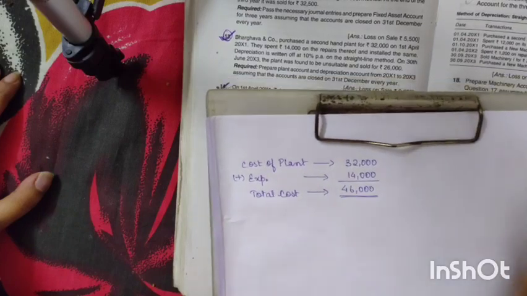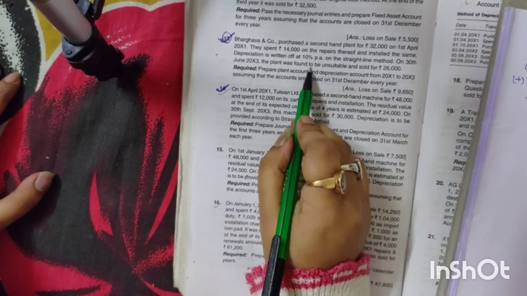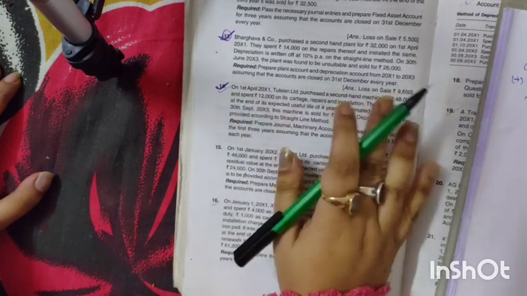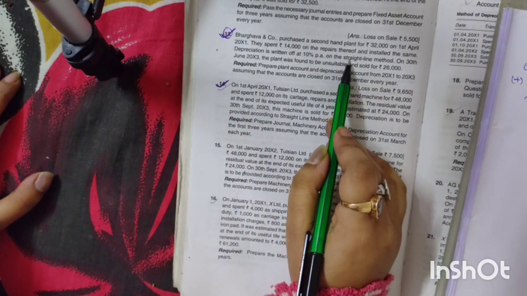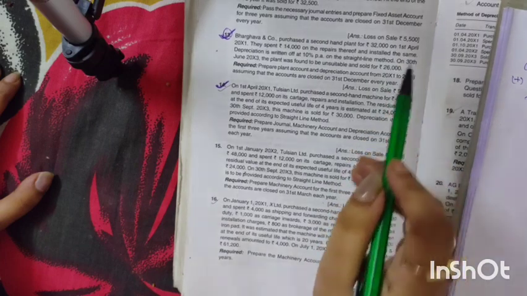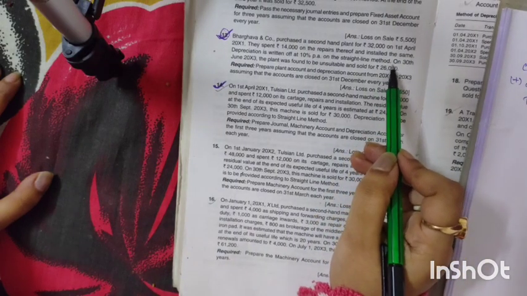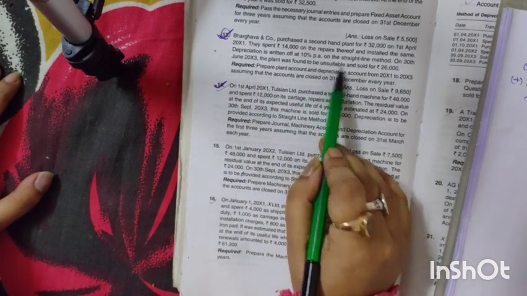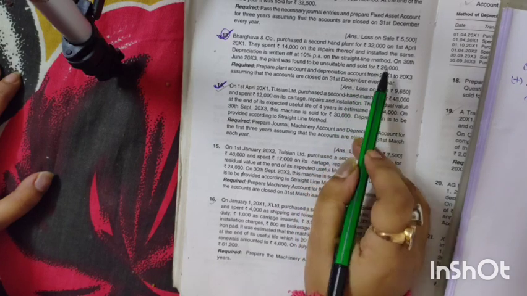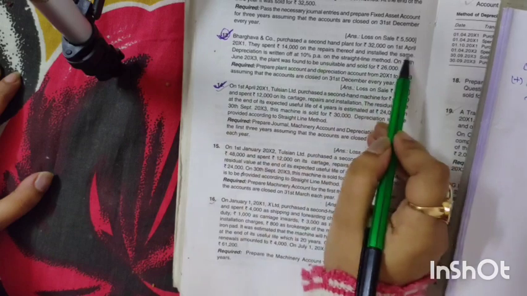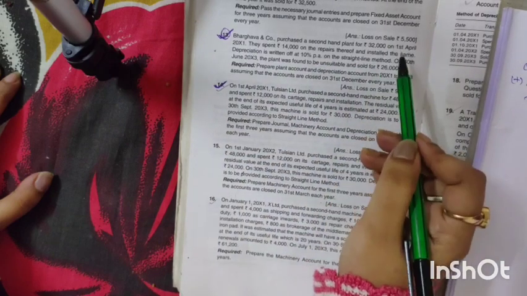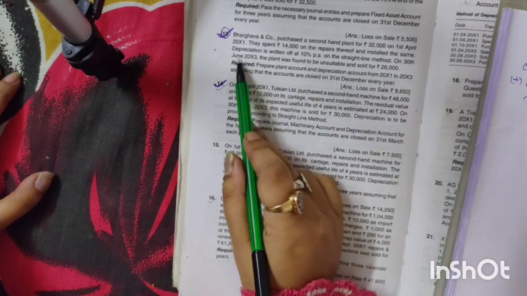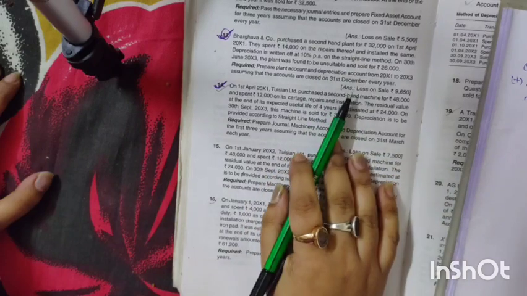Clear everyone? Next, depreciation is written off at the rate of 10% per annum on the straight line method. So here the method is clearly given that we have to follow the straight line method. Now one more additional piece of information is given. See here, on 30th June 2003 the plant was found to be unsuitable and sold for 26,000. That means you purchased it on 1st April 2001, used it in 2001, and then in 2003, on 30th June, you sold the plant.